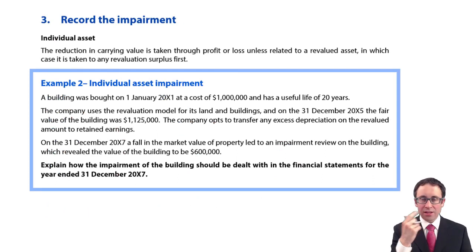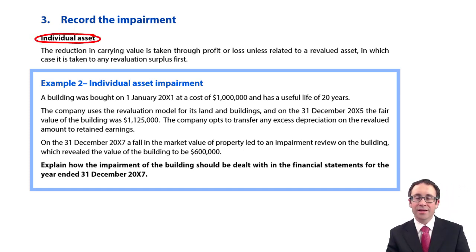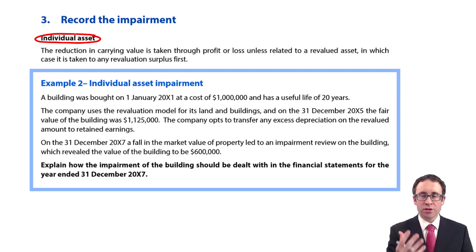Okay. So let's look first of all in this video at what happens if it is an individual asset and how we record the impairment. So an impairment is the reduction in value of an asset. So effectively you're going to be crediting the asset, debiting either profit or loss or other comprehensive income.